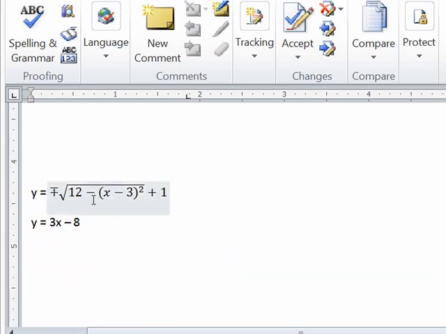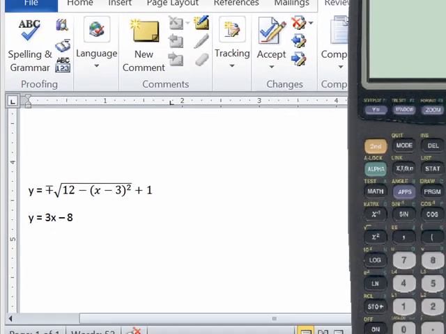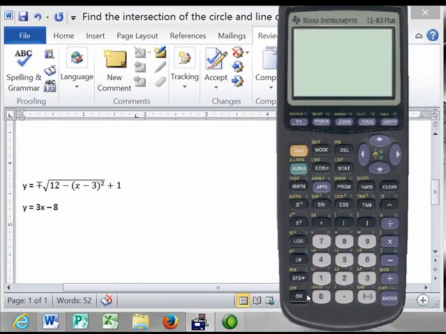y = ± the square root of (12 − (x − 3)²) + 1, and y = 3x − 8. So now, what we want to do is input this into the calculator. And you might see here, I actually went ahead and did it. Here's the square root of, parentheses, 12 minus (x − 3) in parentheses, squared, close parentheses, that closes the root, plus 1. And down here on y3 I did the same thing, except it's the negative root.